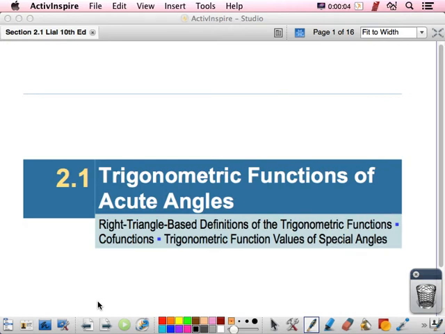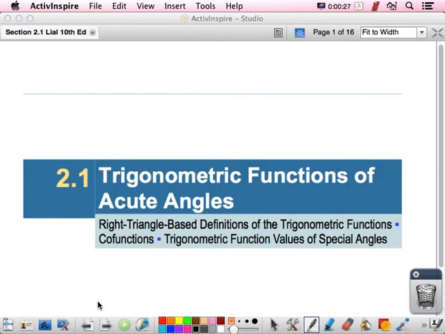Today we're going to look at section 2.1, which is trigonometric functions of acute angles. Now what's nice about acute angles is, first off, they're all in quadrant what? 1. And in quadrant 1, all of the trig functions are positive, so that's a plus. Another nice thing about acute angles is that you can form right triangles from them.